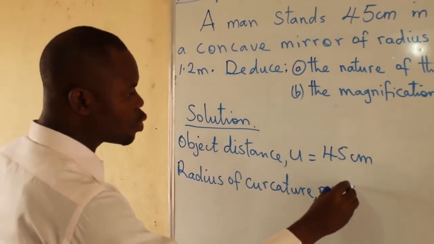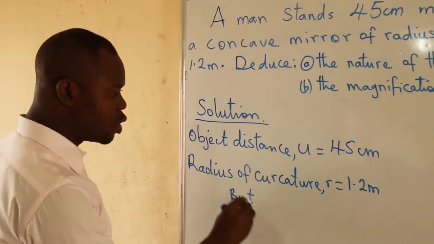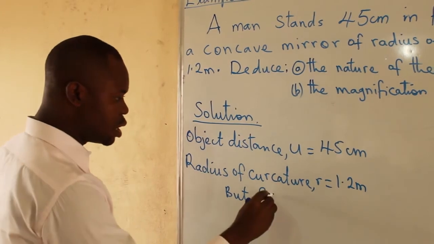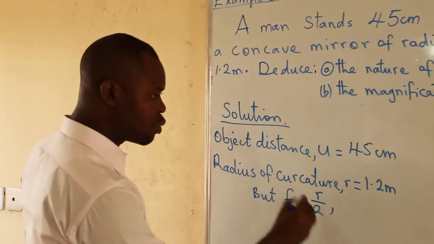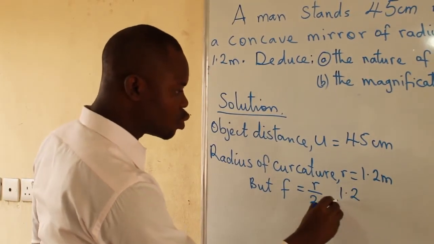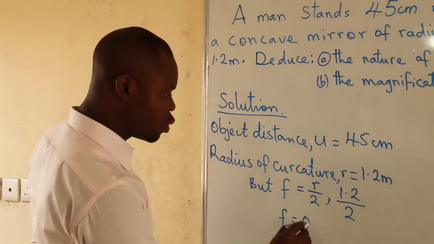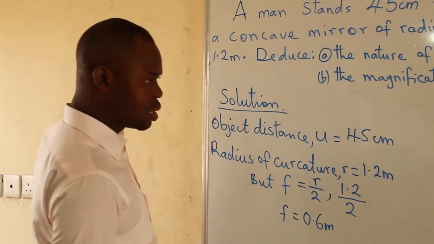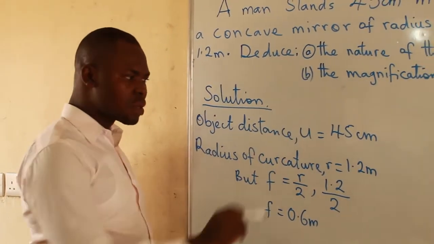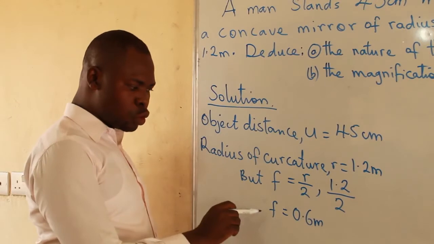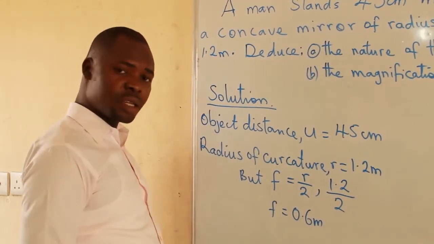R equals 1.2 meters. But we know that f, which is the focal length, equals R over 2. And that will give you 1.2 divided by 2. So f equals 0.6 meters. The object distance was given in centimeters, 45 centimeters. So you can't work with meters and centimeters at the same time. You need to make your conversion.